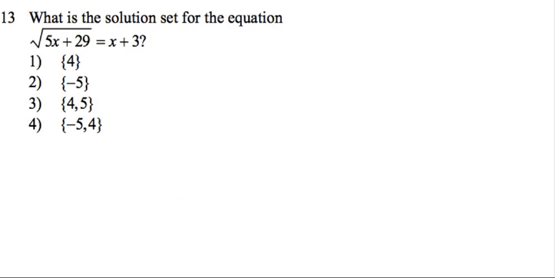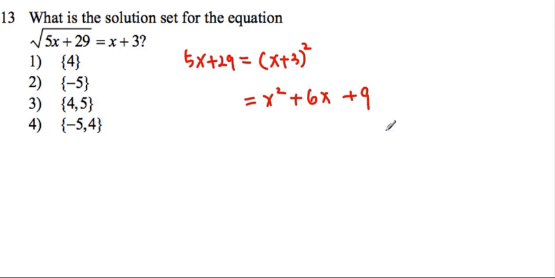For 13 here together, find the solution set for the given equation. So let's try to get started here. Since we have a radical, to get rid of the radical, we can square both sides. Then on the left side we get 5x plus 29. On the right side we get x plus 3 squared. If you square the right side, we get x squared plus 6x plus 9, don't forget the middle term, if you do the FOIL. On the left side, we end up getting 5x plus 29.